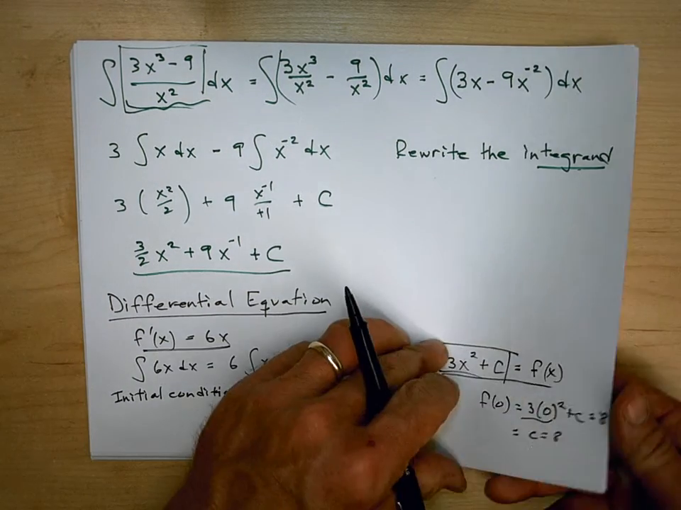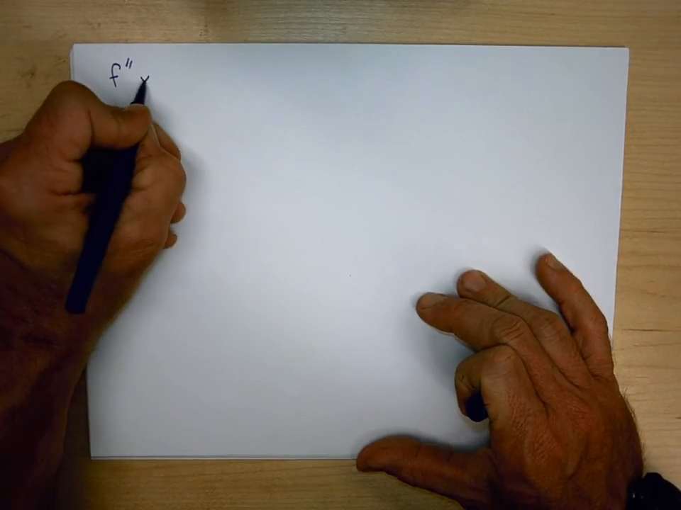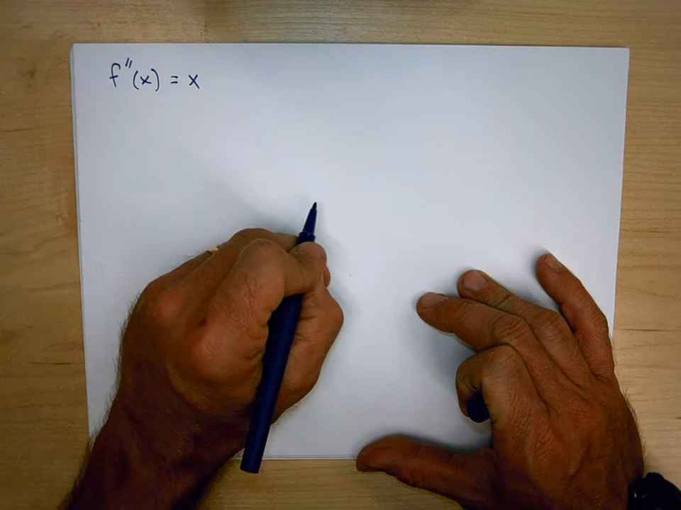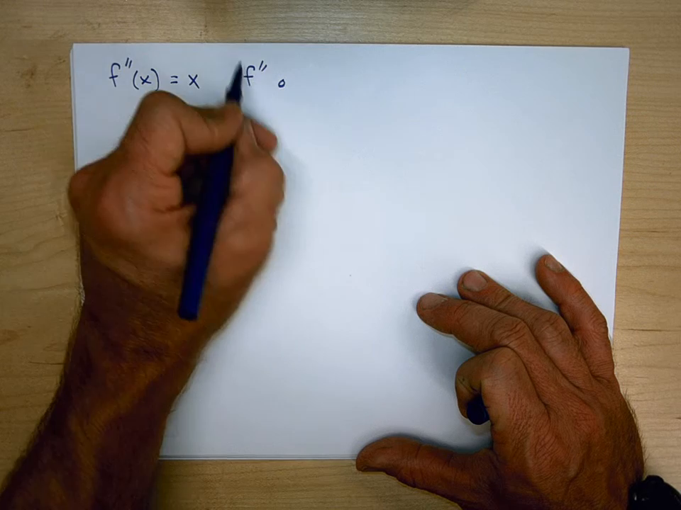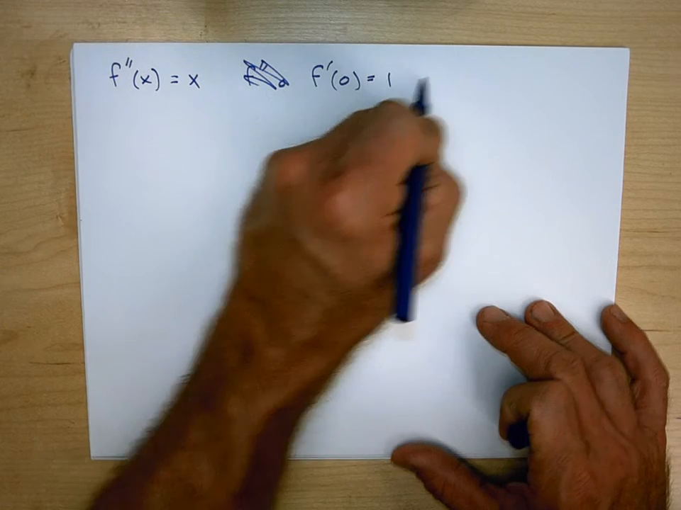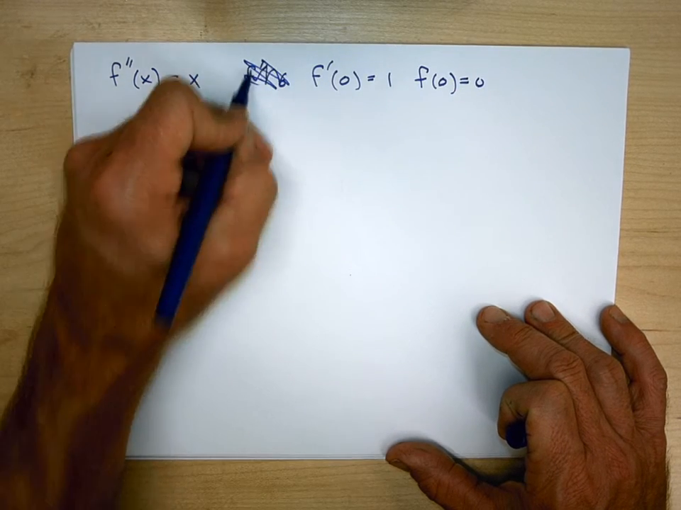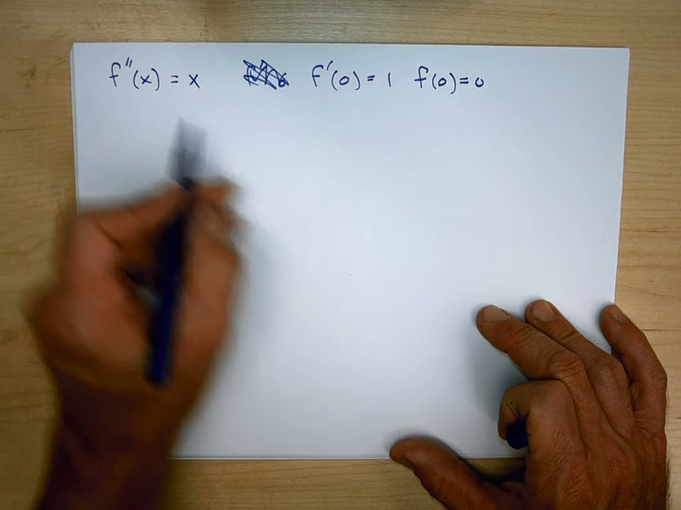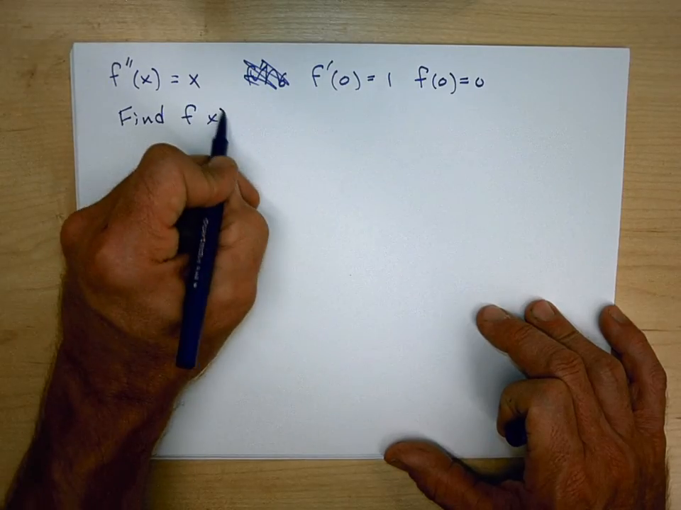Let me give one more example of solving a differential equation, one that's a little bit more complicated than the one we just saw. Here we know the second derivative is x. The derivative of f evaluated at 0 equals 1, and the function value at 0 is 0. We want to find a particular solution. They're giving us two initial conditions because we're working with the second derivative here, and we want to find the particular solution for f of x.